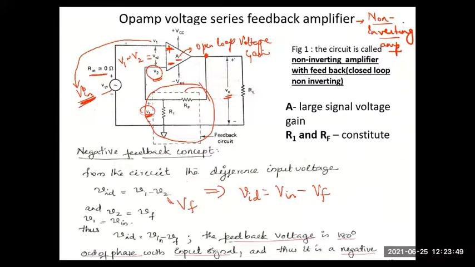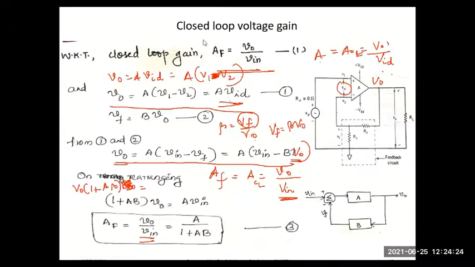In this circuit, V1 is directly connected to the input signal Vin. So V1 is equal to Vin and V2 is connected to the feedback signal Vf. You can see V2 is connected here where we are taking the feedback from the output. So V2 is Vf. So what will happen to this VID? You will get VID as Vin minus Vf. Okay. And the feedback voltage will be 180 degrees out of phase with the input, all that we saw.